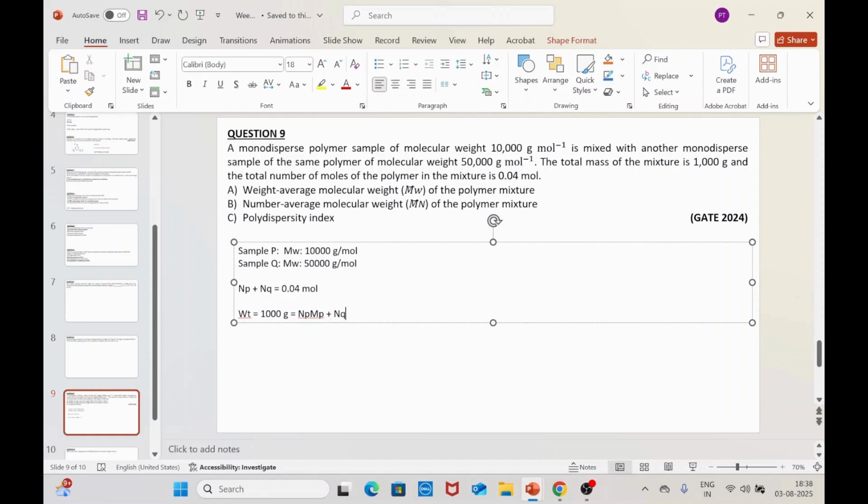Plus NQ times MQ. Is this fine? Or is this correct, or is anything missing? Here we do not have... let me put this sample P molecular weight as MP and MQ.